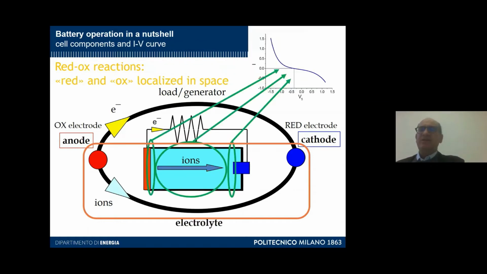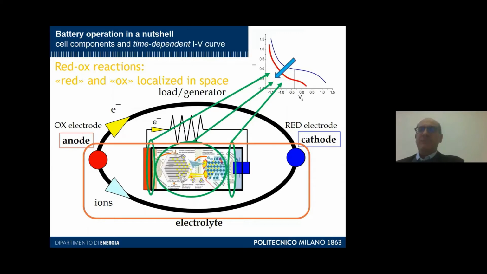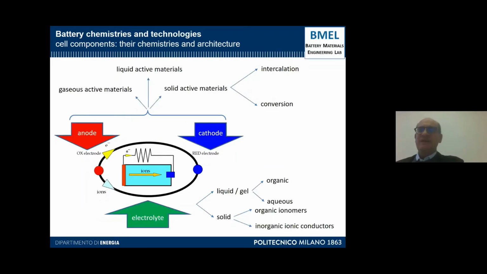The details of red and ox reaction rates, mass transport, and ionic conductivity yield the nonlinear IV characteristic of the battery. And material evolution connected to the progress of the chemical reaction, coupled to electrical phenomena and irreversible material changes, bring about the typical time dependence of the battery IV. So this general scheme can be implemented in a plethora of ways, which represents the wide range of available and prospective battery chemistries and technologies.